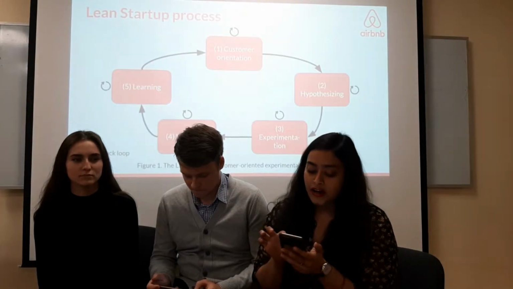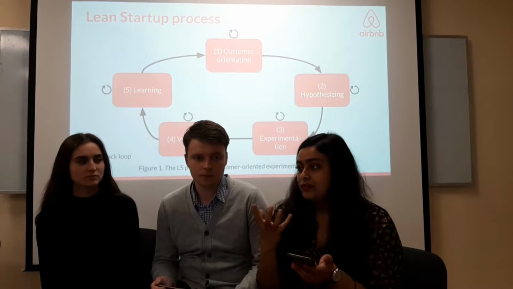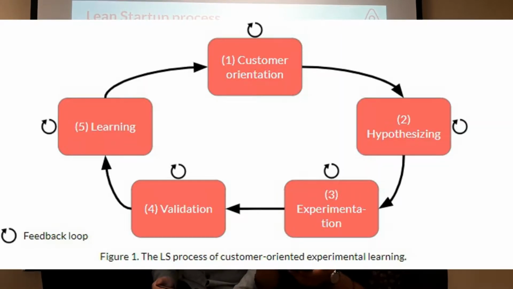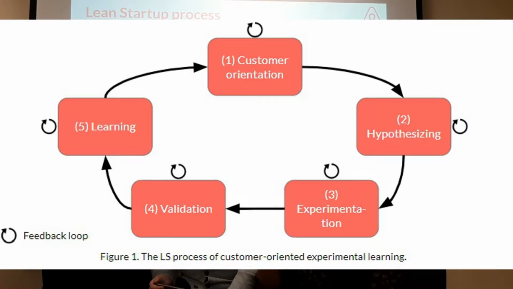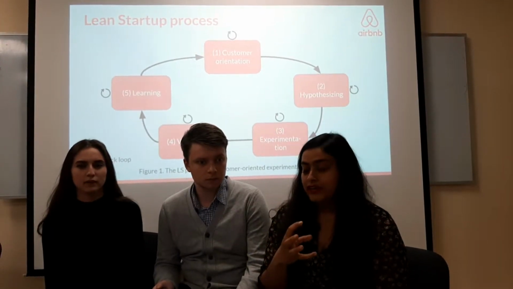So we will first start with a really quick recap of what a lean startup process is, and the most important part of it is that it's a continuous feedback loop with the main parts being customer orientation, experimentation, hypothesizing, validation, and learning. And these are continuously happening. There's no order. It's very flexible, very fluid.